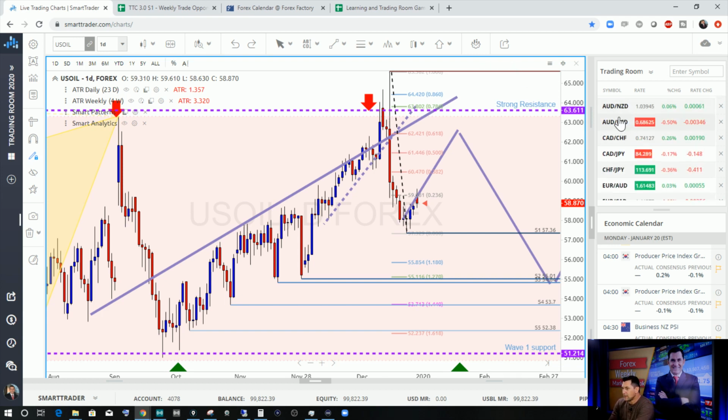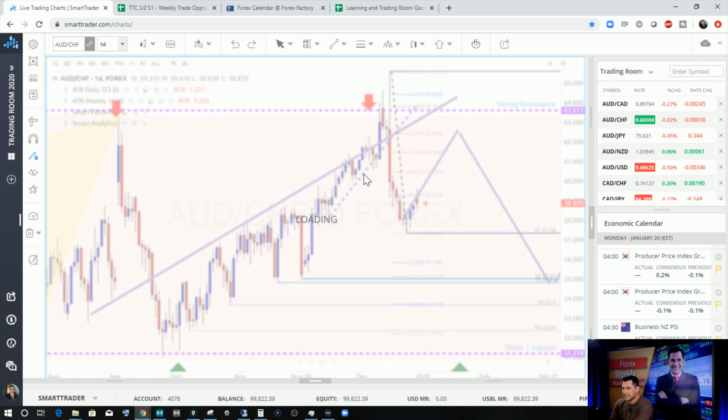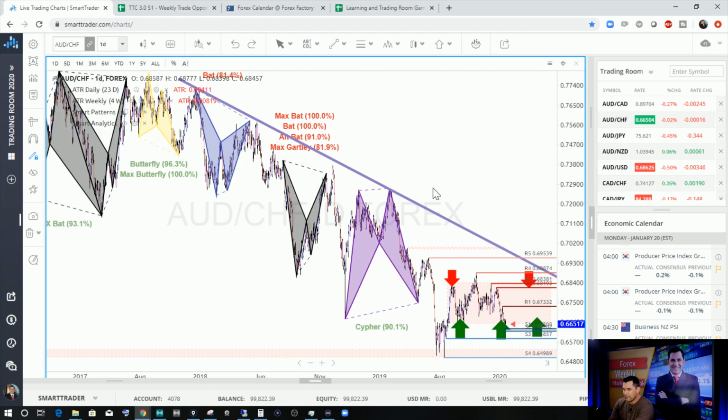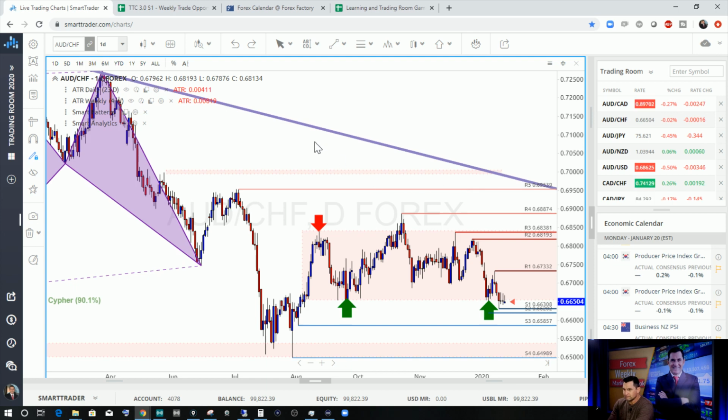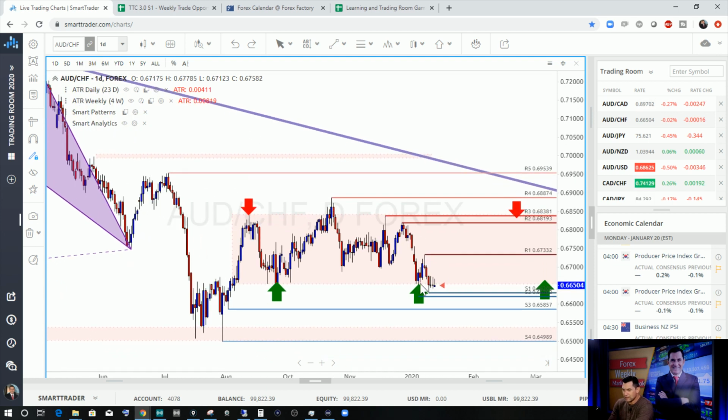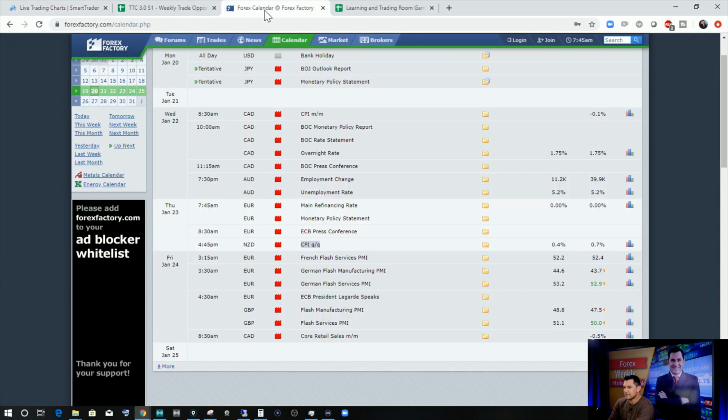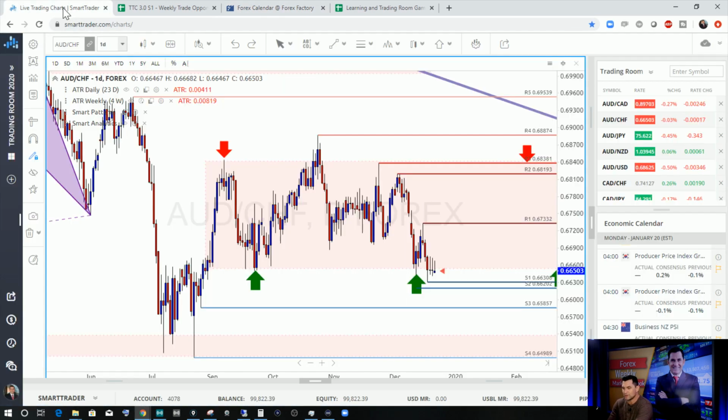Let's go back to the Aussie crosses right here. We're going to take a look at Aussie Swiss franc. Aussie Swiss franc is also range bound right here. We have found support. We'll be expecting Aussie Swiss to also work its way back up north. Now, we did see there was some data out for the Aussies, the employment change and unemployment rate. If that number is positive, then we should see Aussie moving north. If it's negative, we may see a breakout of ranges. So it's going to be interesting to see what happens over here.